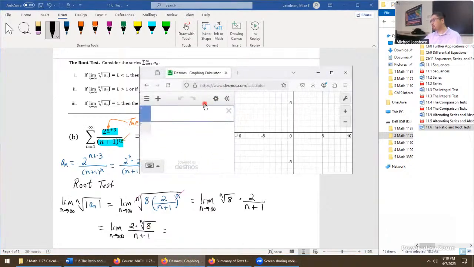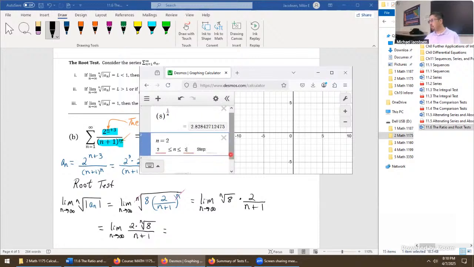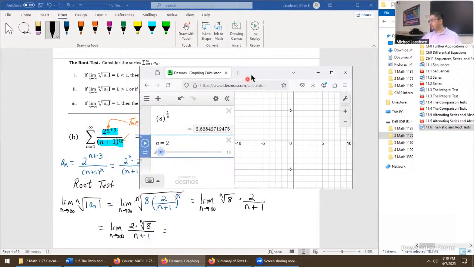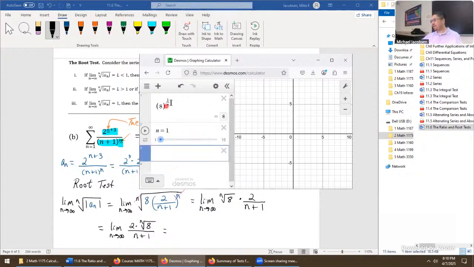Let's just run a quick numerical experiment. So if we go 8 to the power 1 divided by n, we're taking nth roots. If n is 1, let's go from 2 to 10, step size 1, to make some sense out of this. So if n is 2, we get 2.82. Let me fix this. Let's really start it at 1. Okay, so when n is 1, we get 8. That's a better starting point.